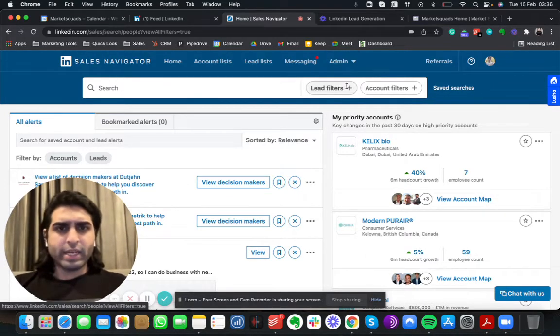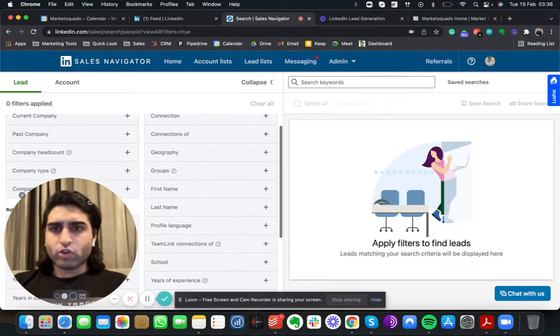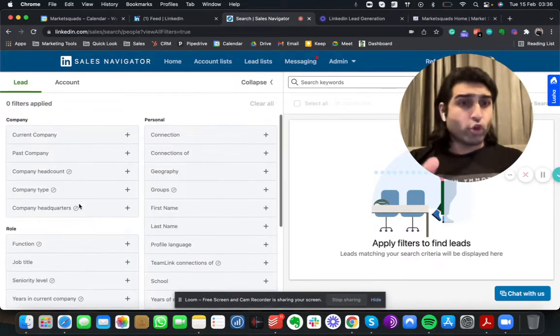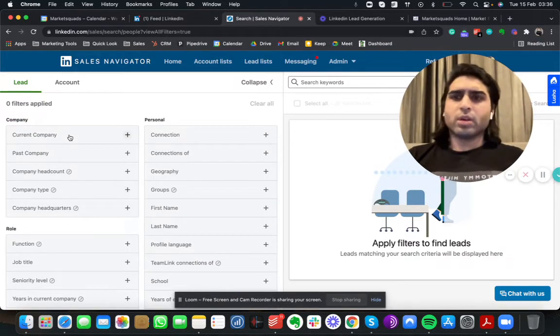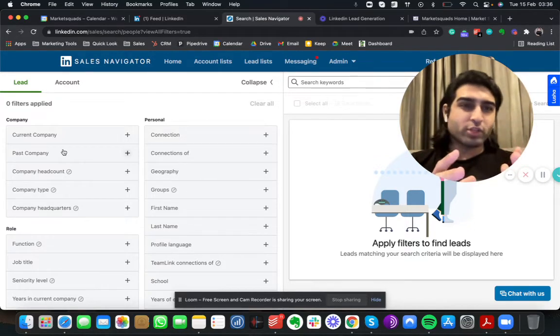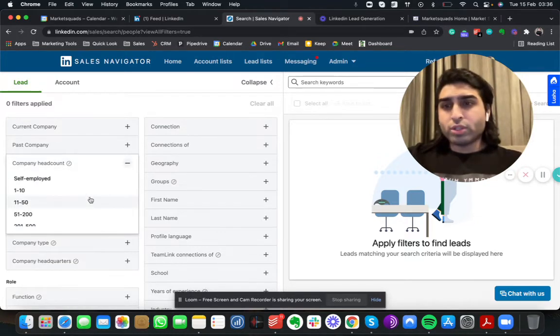Now, the lead filter is all about finding the right people, and there are so many. Let me put this aside and show you things here. First, you can reach out to current companies as well, but most of the time people don't use it unless you want to specifically reach a specific company. Now, company headcount is something you can reach out by.